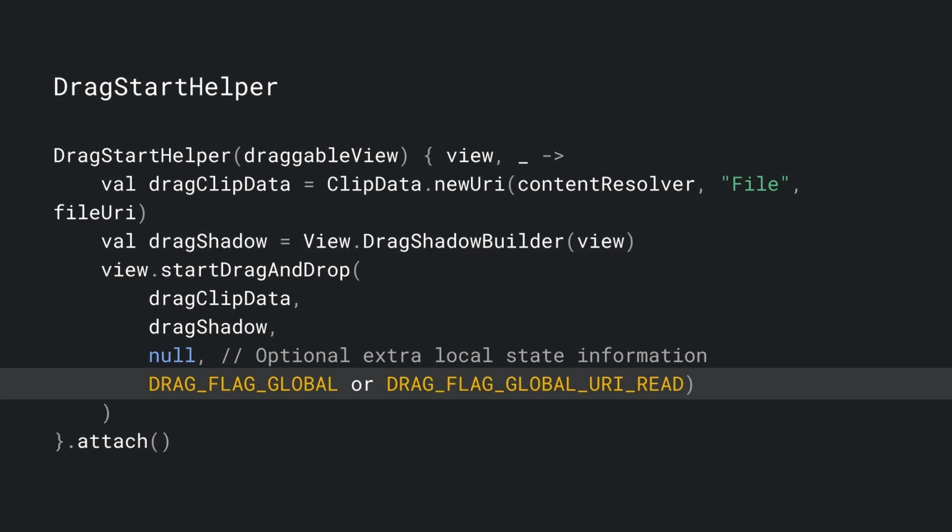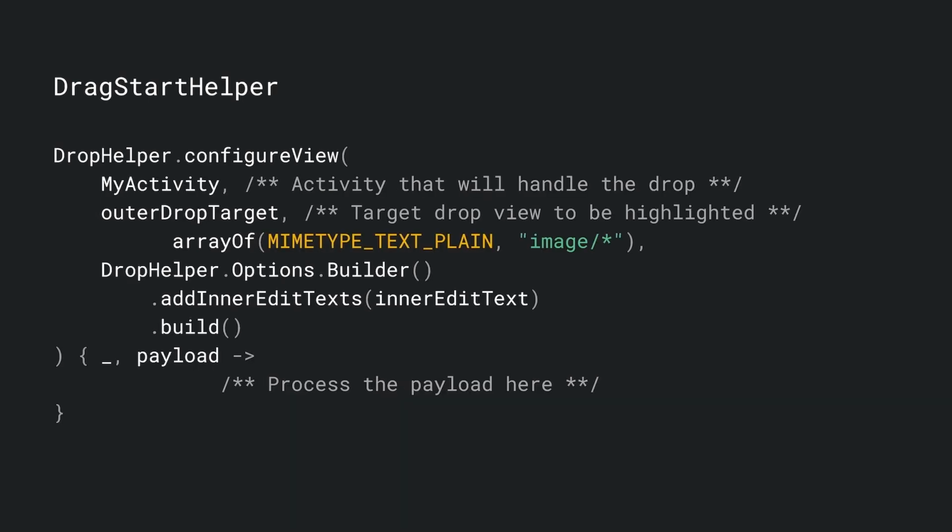Note also the global flag that allows for cross-app dragging. Since this is a content resource identifier and not just plain text, we need to use the drag flag global URI read to allow other apps to read from our content provider. Without it, other apps won't receive the drag events. The counterpart is the new Drop Helper, a utility class that takes care of listeners and drop targets.